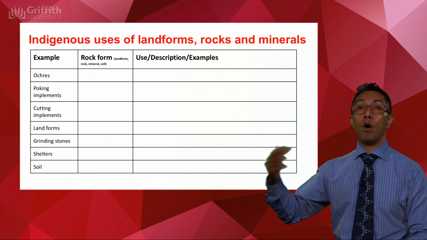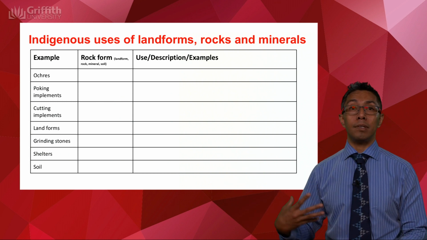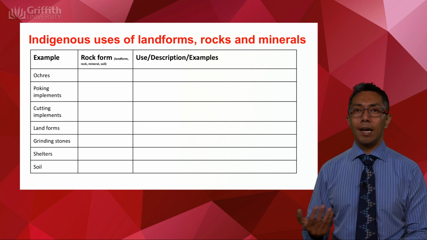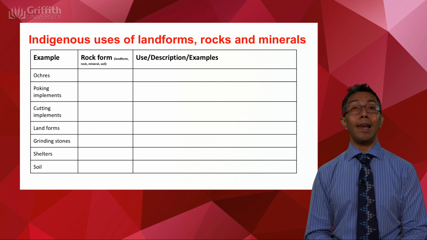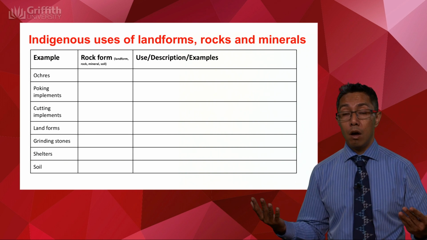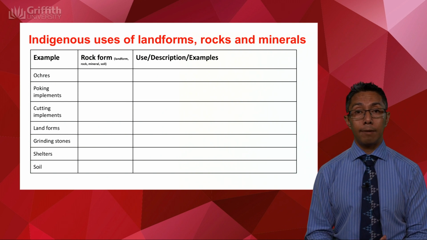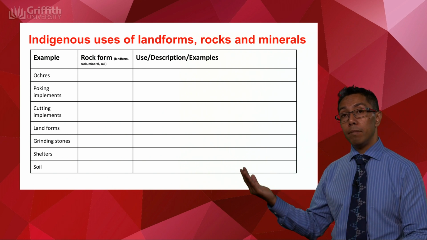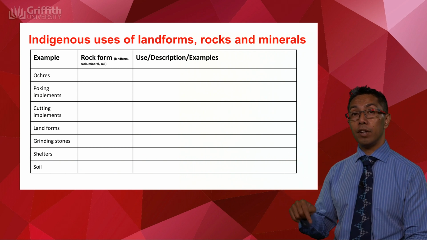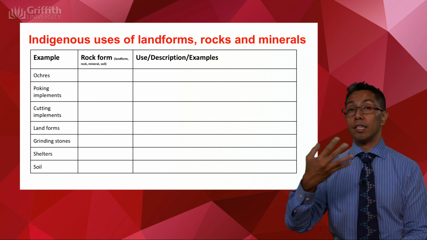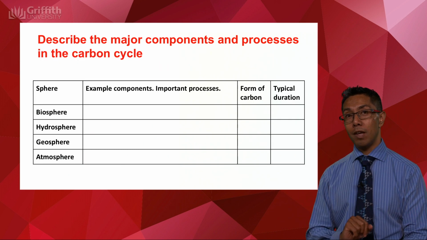So for example, what were ochres used for? Can you describe the poking implements that were used? What were they used for? Cutting implements, what variety of cutting implements were used? Landforms, give me some examples of landforms and what those landforms were used for. Okay, so again, use the resources down in the notes section of the PowerPoint to find and extract information to complete this table. Okie dokie.